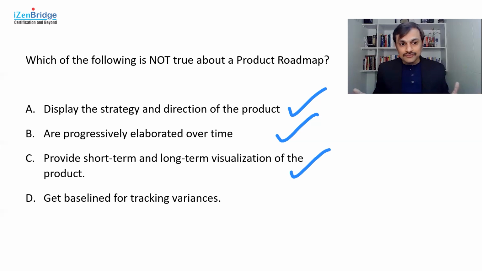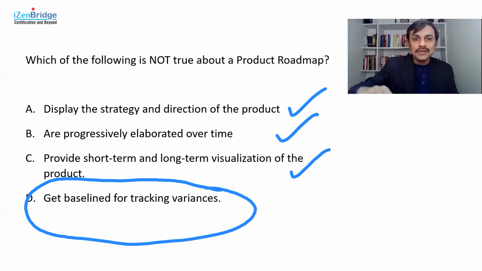Now, the only one left is the option D, which seems to be the answer here, because that seems to be a not true option here. So let's explore that. Get baseline for tracking variances. Now, you have a product roadmap at a very, very high level. For variances purpose, you can't use a variance against the product roadmap. Yeah, that's not a usual practice because it doesn't serve that much purpose.